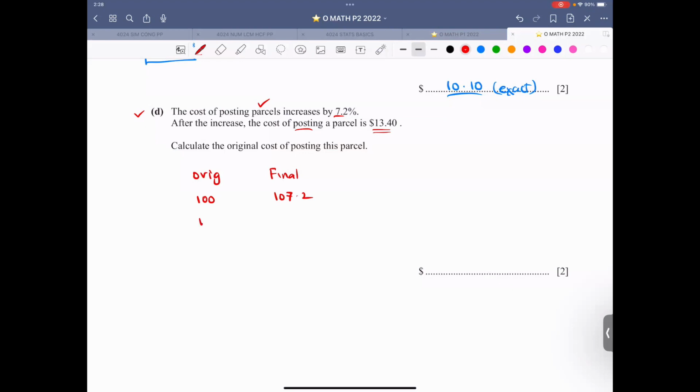If the original is W, after the increase, it's 13.40. So it's a question of cross multiplication. Therefore, W into 107.20 equals 13.40 into 100. Make W the subject, and the value of W comes out to be 12.5.